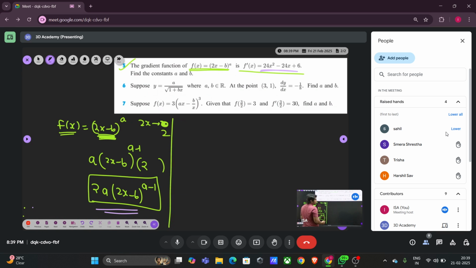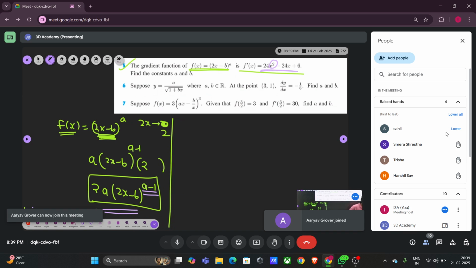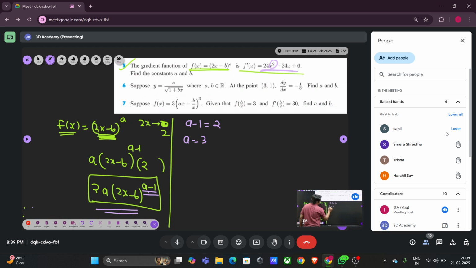So now what you can do? See, highest power here is 2 and we know that whatever is the highest power of bracket, that is the power of x. So here you can compare a minus 1 with highest power. So the value of a comes out to be 3. So this becomes 6, 6 bracket 2x minus b raised to power 2.